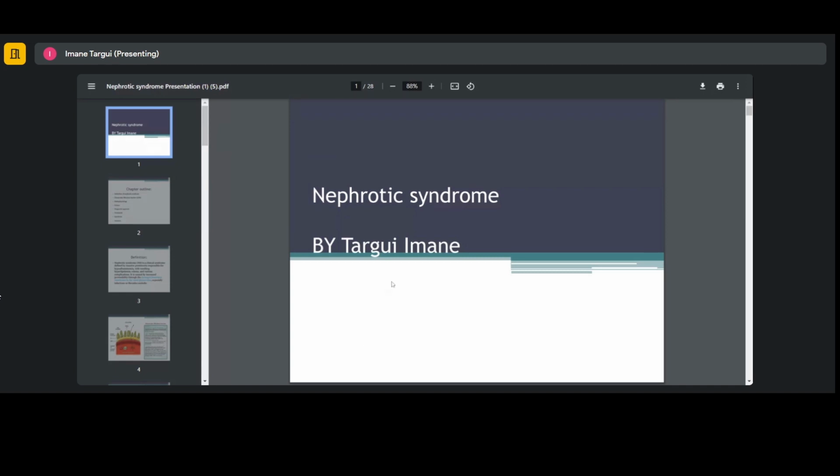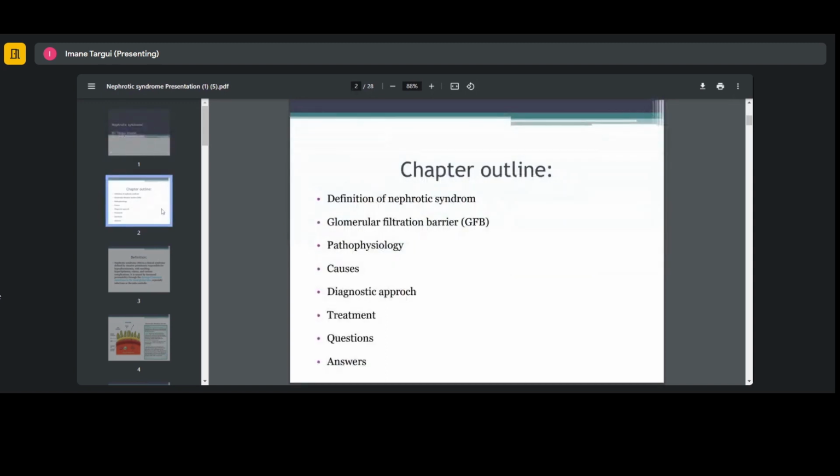Okay, let's start. Today we will discuss nephrotic syndrome. We will discuss the definition, what nephrotic syndrome means, the glomerular filtration barrier, pathophysiology, causes, diagnosis approach, treatment, and questions with answers.